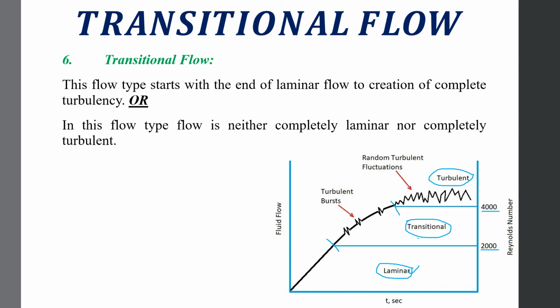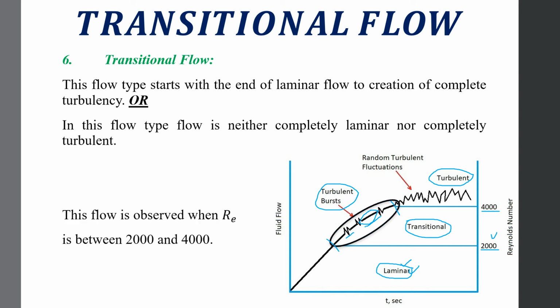Why? Because when Reynolds number increases from 2000, there are turbulent bursts in the flow. So it will not be completely laminar, but at some places the flow will have streamlines as well. At some points there is turbulency, at some points there are laminar characteristics. So we say that this flow is a mixture of both. There is some part of flow which is laminar, and some part which is turbulent. This area is showing the flow which is turbulent. This flow is observed when Reynolds number's value is between 2000 and 4000.